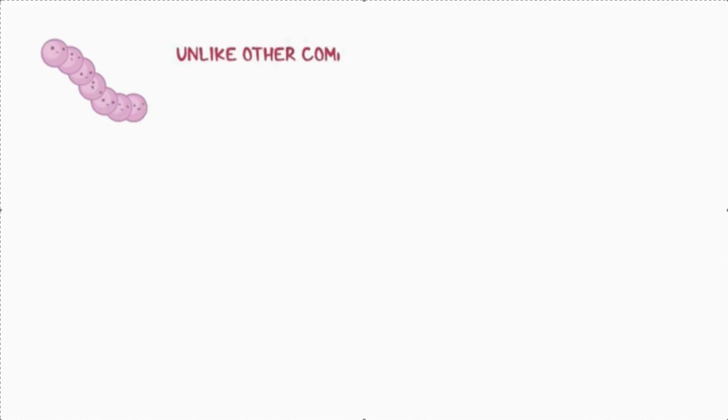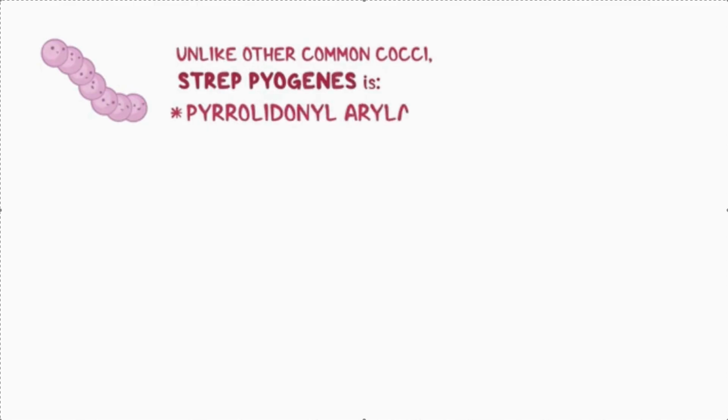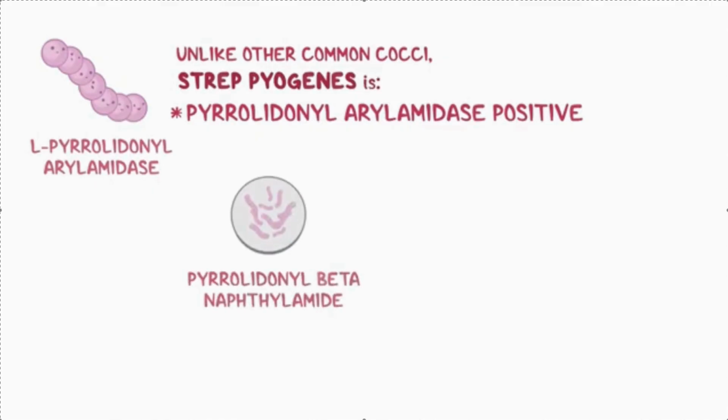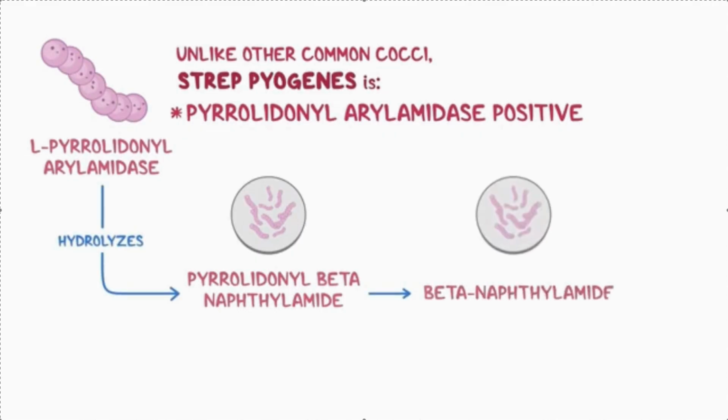However, unlike other common cocci like enterococci, strep pyogenes is pyrrolidinyl arylamidase positive because it makes an enzyme called L-pyrrolidinyl arylamidase. To test for this, a small sample is taken from a suspected bacterial colony and then inoculated to a disc pad that's embedded with pyrrolidinyl beta-naphthylamide, another joy of a word. With strep pyogenes, pyrrolidinyl arylamidase hydrolyzes pyrrolidinyl beta-naphthylamide to produce beta-naphthylamide. Try saying that 3 times fast.